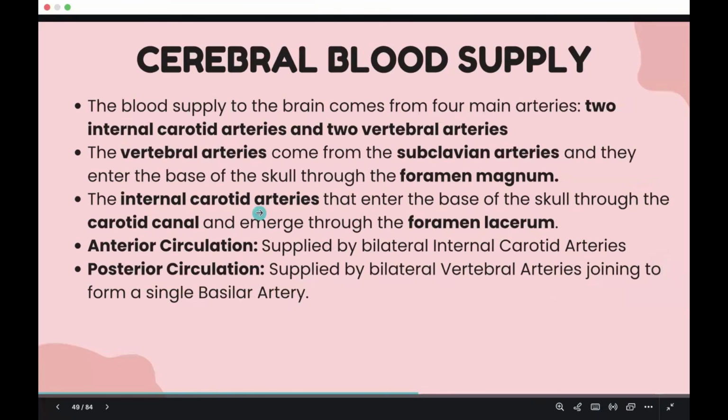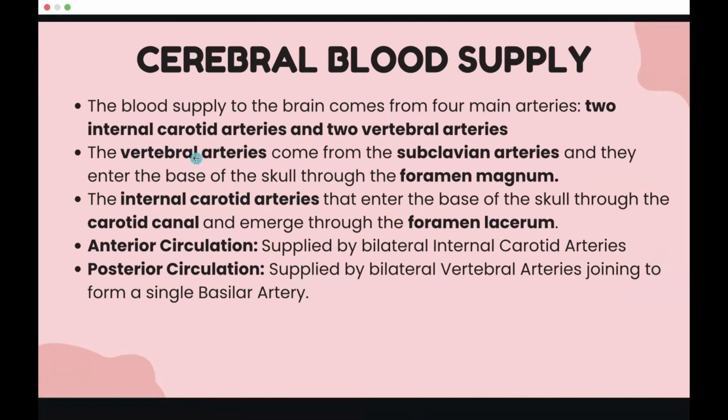But mainly, starting from the big picture again, just like we did in the cerebrum, the blood supply to the brain comes from four main arteries. What are they? The two internal carotid arteries and two vertebral arteries. The vertebral arteries arise from where? If we start from the heart and from the arch of the aorta, from there we have different arteries that come off, right?